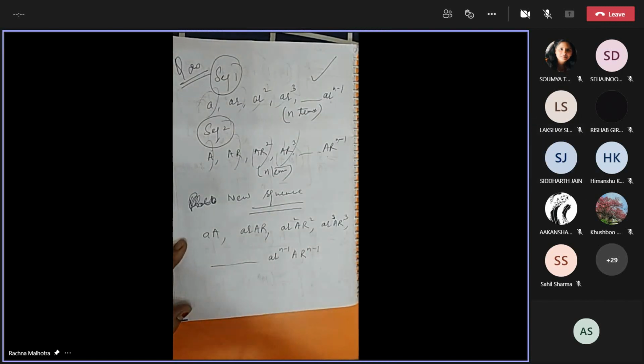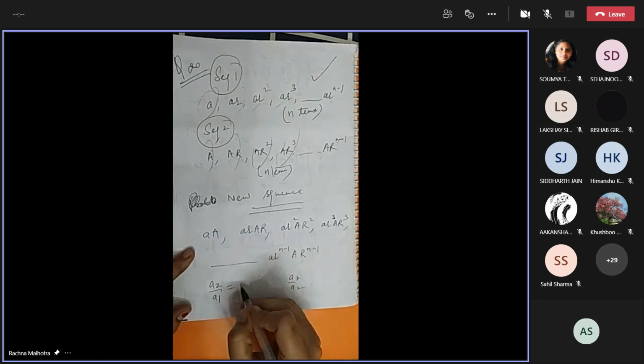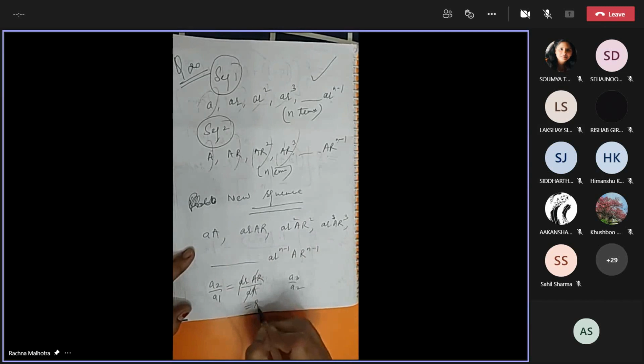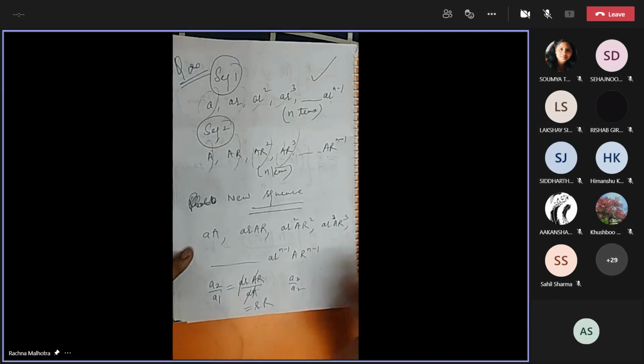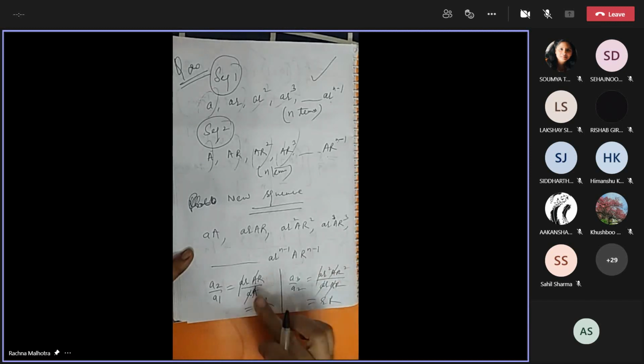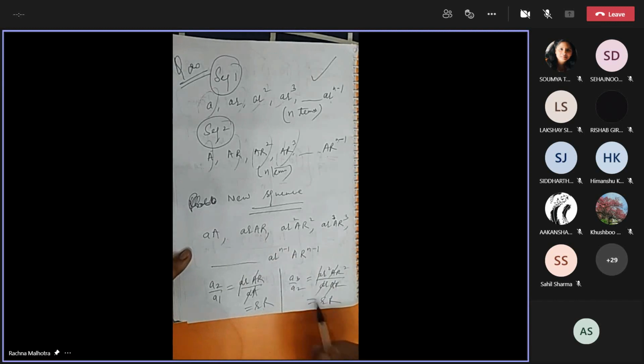So is it making a GP or not? Please tell me. Yes, ma'am. Because A2 by A1, please check for A2 by A1, A3 by A2. That is small r and then capital R. And if you find A3 by A2, small r into capital R. Yes, same answer we will get. You can see the ratio of a term with its preceding term is always constant, means same. So we can say that it is forming a GP.